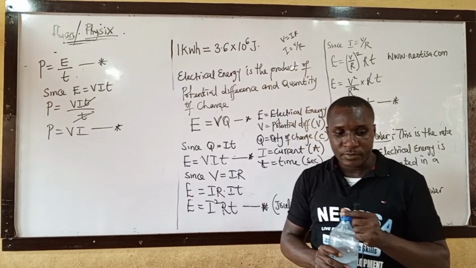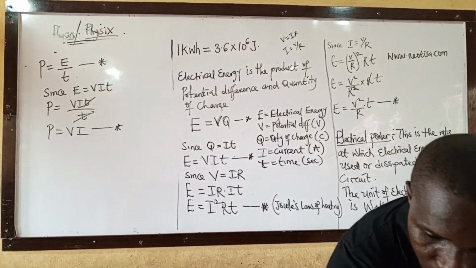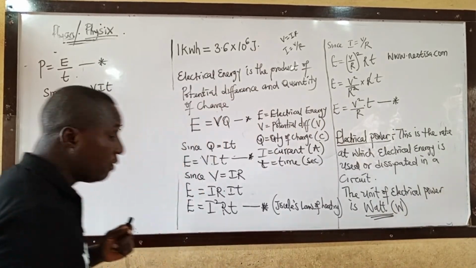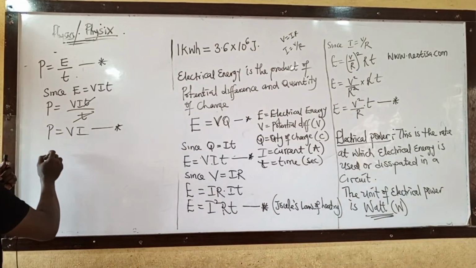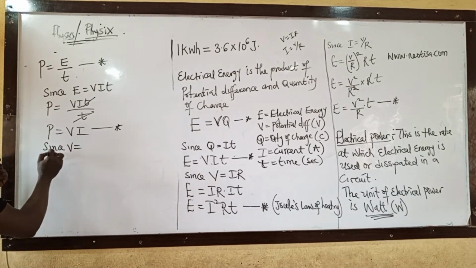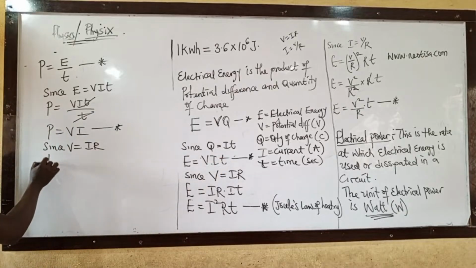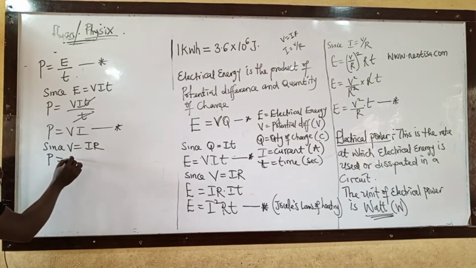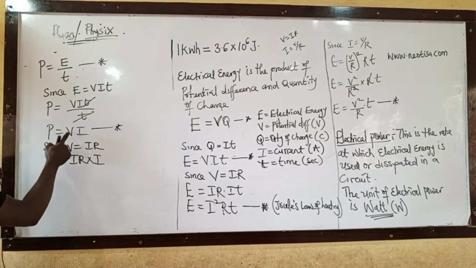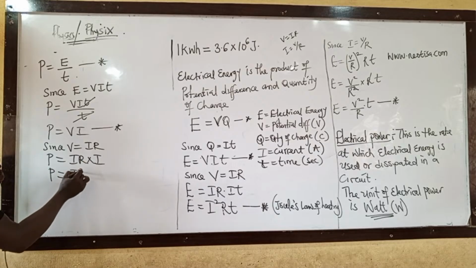Then let's move. From Ohm's law, since V equals IR, the same process, and we have P equals V times I, change V to IR, and we have IR times I. P equals I squared R. Take note of this equation.